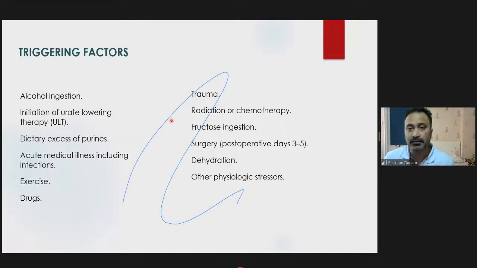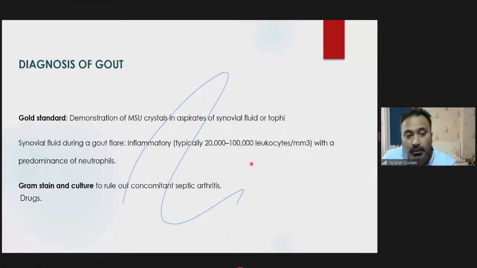If anybody comes to you with an acute onset pain, no history of trauma, no history of significant fever, no localization of infection anywhere, and if the person gives you a history of binge alcohol drinking, if a family history of gout is there, and if the patient is on certain medications like diuretics, aspirin, etc., and if the patient is on chemotherapy, fructose injection, and especially post-surgery, bypass, CABG. So these patients, if they develop pain, keep gout in your mind.